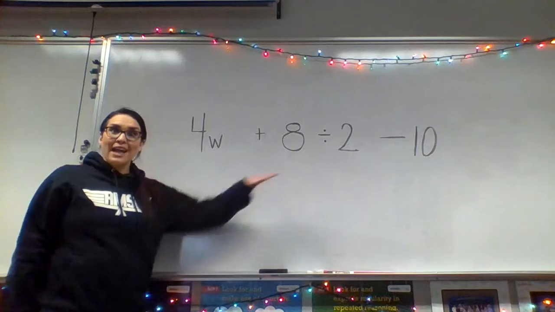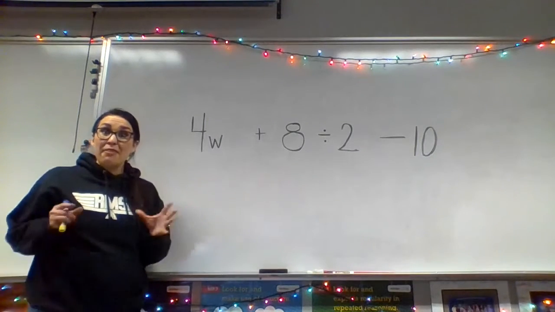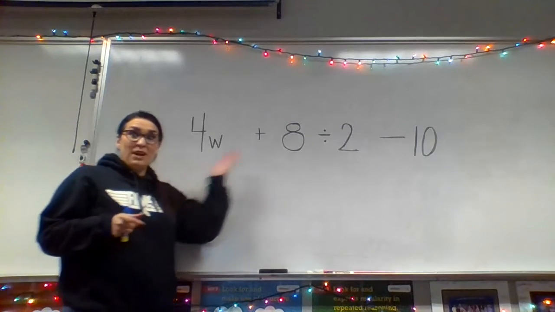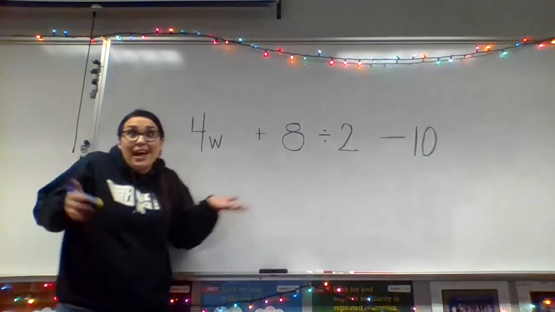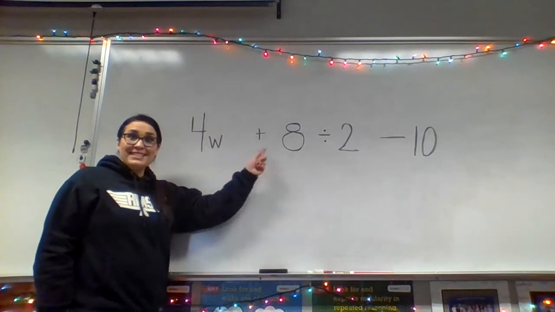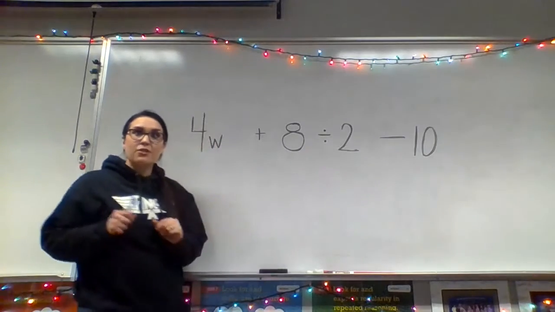All right, so I'd like to look at this algebraic expression so that we can talk about the different pieces that are inside of it, so that we know what makes this an algebraic expression and how we're supposed to go about solving it, right? So we have 4w plus 8 divided by 2 minus 10, all right? Lots of stuff going on, but let's break it down.